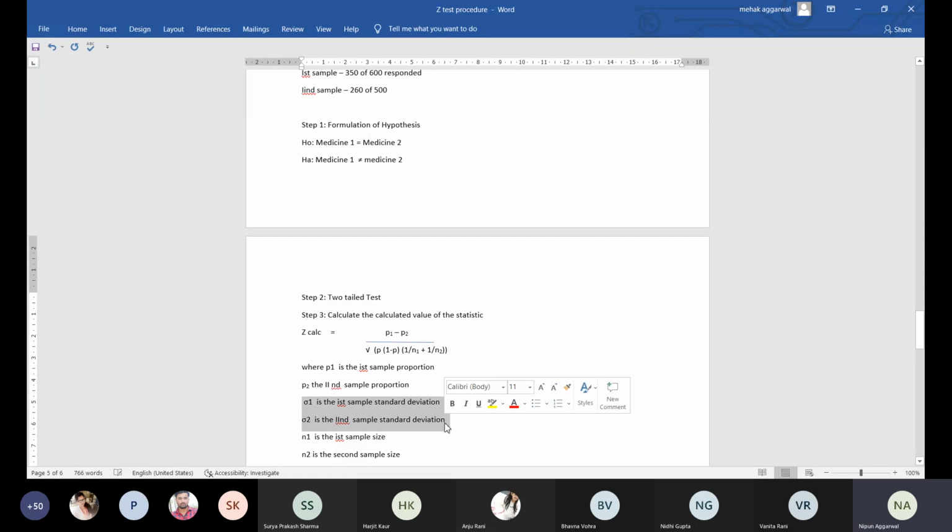Now you are left with the P. So here P1, P2 you know, n1, n2 you know. Now what is the value of P? There is a further formula for P over here. So P is equal to n1 P1 plus n2 P2 divided by n1 plus n2.